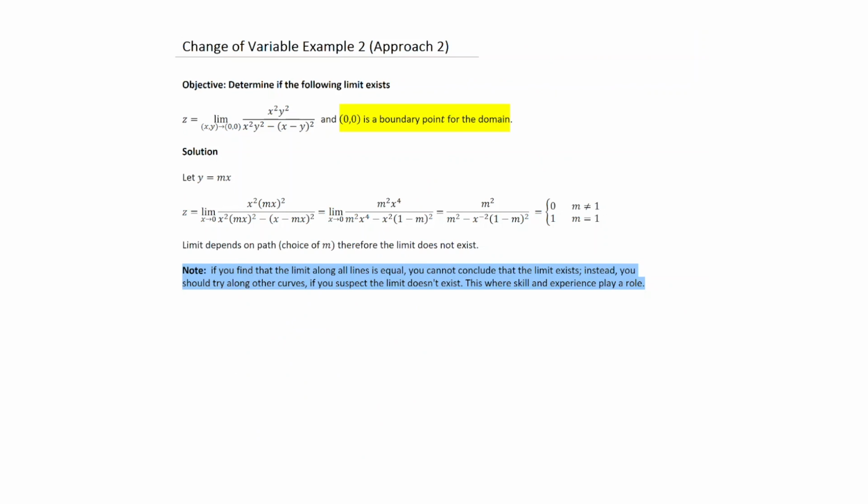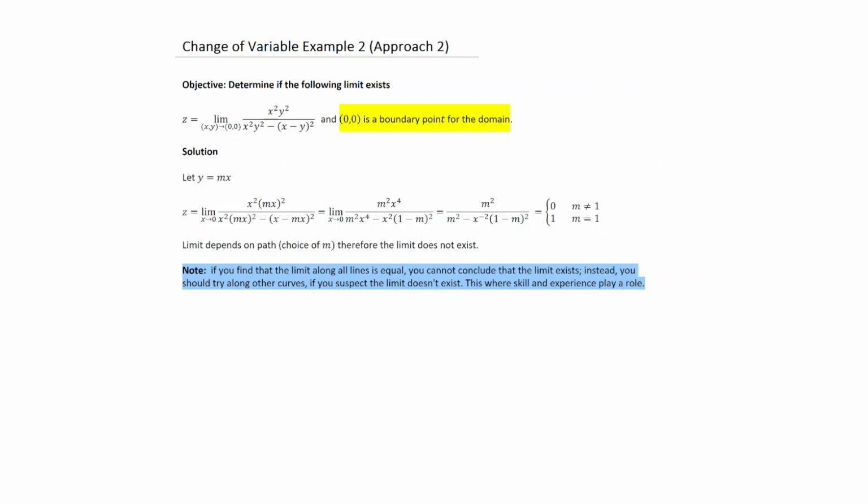Okay, let's take another example. This one's a little tricky, but nevertheless, it ends up showing that the limit does not exist. You're given a function: x squared y squared divided by x squared y squared minus x minus y squared. Clearly, if you substitute x equals 0, y equals 0 into the denominator, you end up with 0. So that means (0, 0) is a boundary point for the domain.